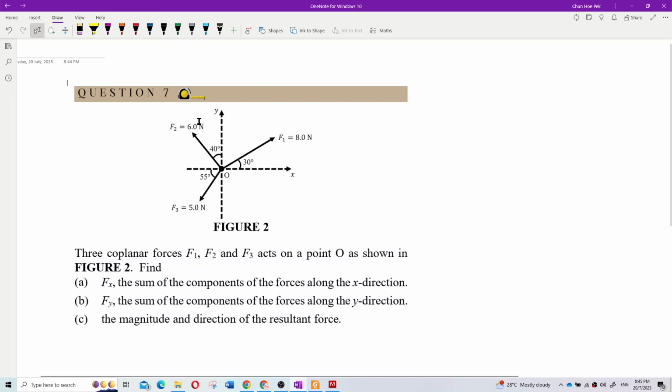First of all, don't forget direction to the right is positive, direction upward is positive, direction to the left is negative, downward also negative. So we can resolve the forces first. Understand the steps? We always resolve the force into two components.